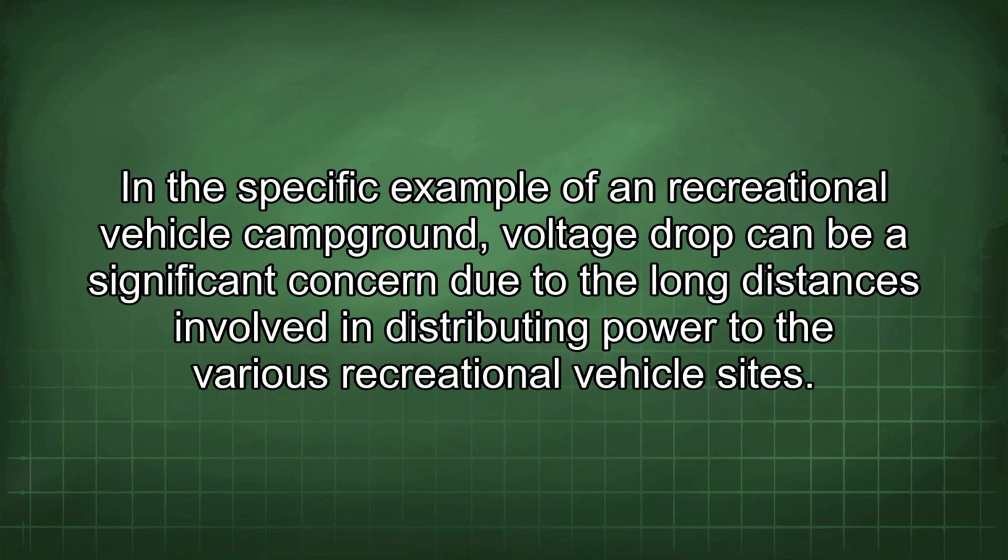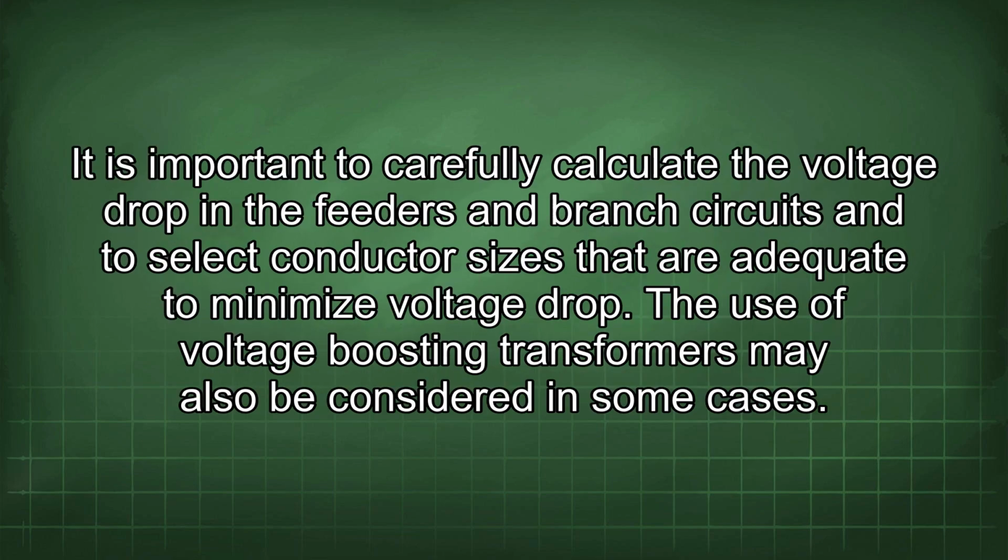In this specific example of a recreational vehicle campground, voltage drop can be a significant concern due to the long distances involved in distributing power to the various recreational vehicle sites. It is important to carefully calculate the voltage drop in the feeders and branch circuits and to select conductor sizes that are adequate to minimize voltage drop. The use of voltage boosting transformers may also be considered in some cases.